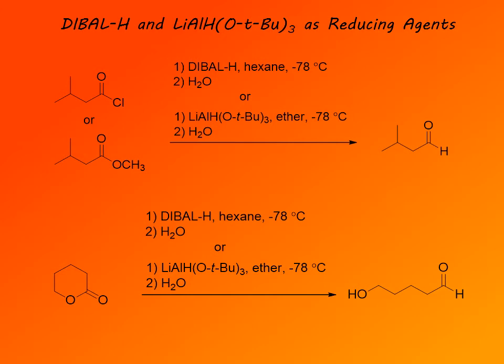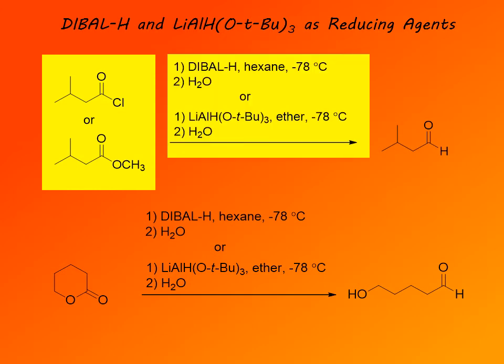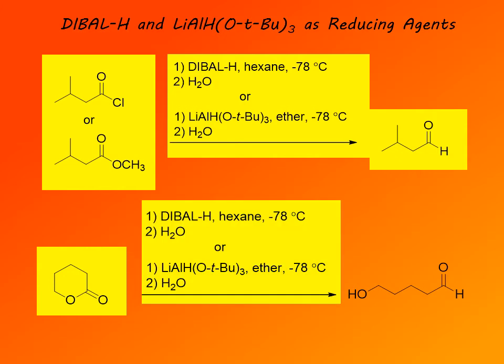Another commonly used reagent is lithium aluminum tri-tertiary butoxy hydride. And both of those reagents reduce carboxylic acid derivatives such as esters or acyl chlorides to the corresponding aldehydes. Also note in this case the reduction of a lactone. Lactones are of course cyclic esters, so a lactone is reduced by either of these two reagents to the corresponding hydroxyaldehyde.